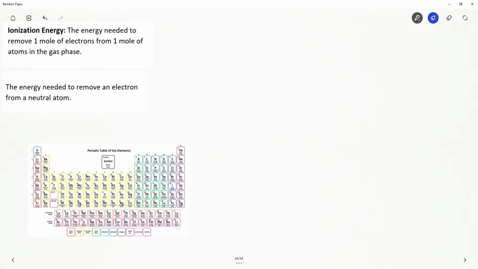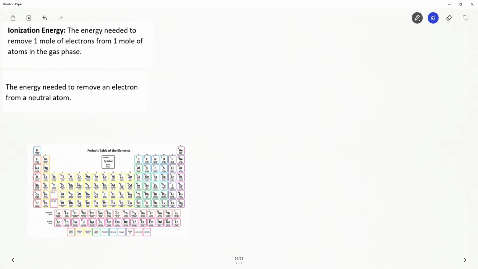Our official definition for ionization energy is the energy that is required to remove 1 mole of electrons from 1 mole of atoms in the gas phase. Now, more commonly, we think of this as just the energy needed to remove an electron from a neutral atom.